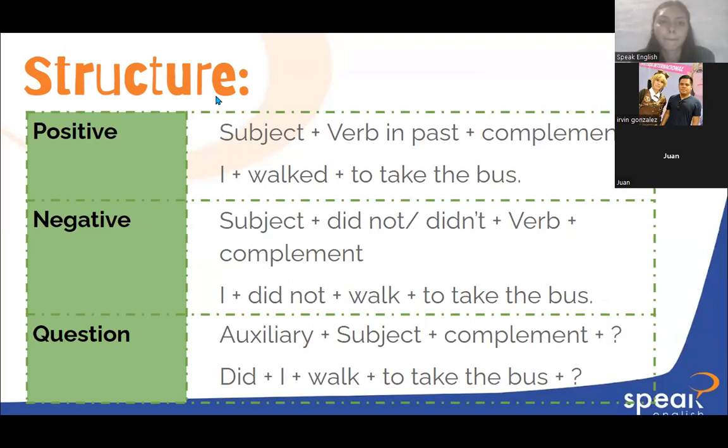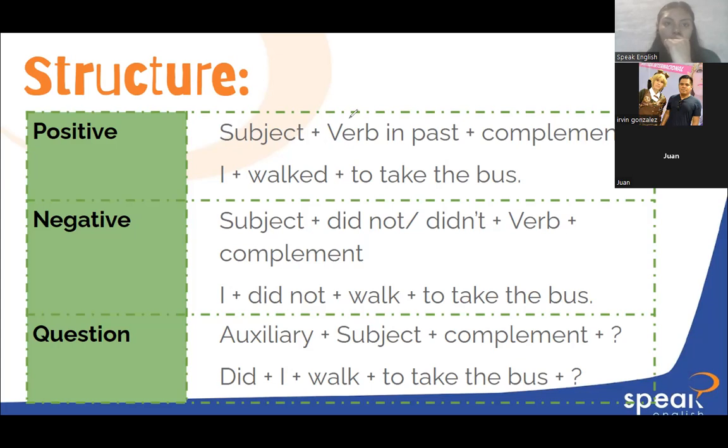Okay, structure. Positive: subject plus verb past plus complement. I walked to take the bus. Negative: subject did not or didn't, plus verb plus complement. I did not walk to take the bus. Question: auxiliary plus subject plus complement plus question mark. Did I walk to take the bus? Excellent.